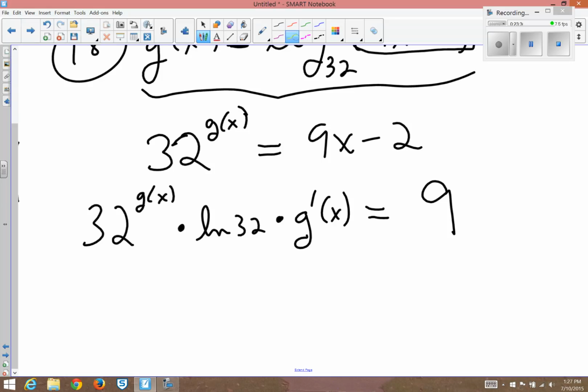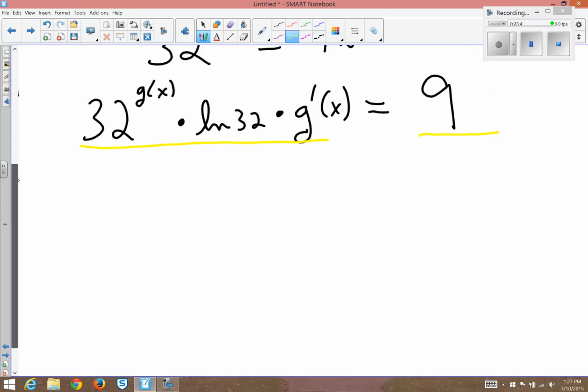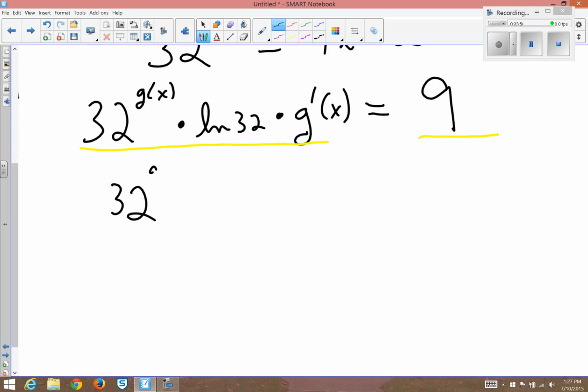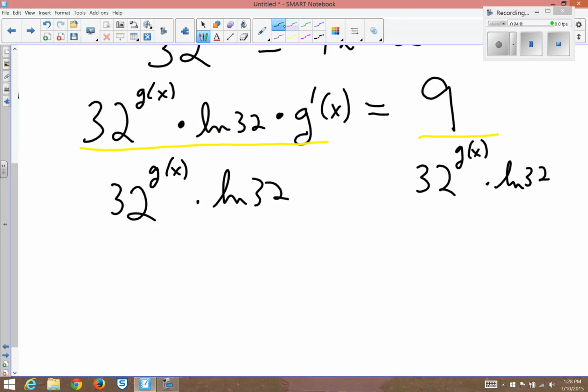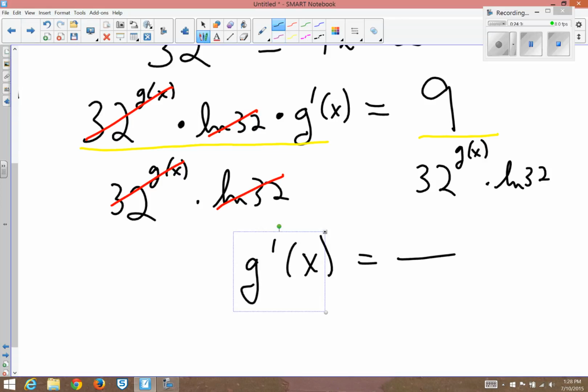And now we're going to divide both sides of this equation by all the stuff next to g prime of x, because then we'll have g prime of x all by itself. So dividing the left side by 32 raised to the g of x times the natural log of 32. Because I'm dividing this side by all that, I have to do the same thing to the other side. 32 raised to the g of x times the natural log of 32. So on the left side of the equation, things cancel, but we still have g prime of x. The right side is a 9.